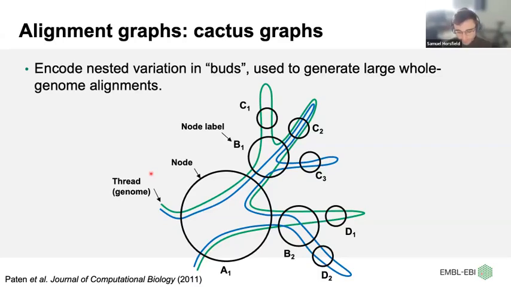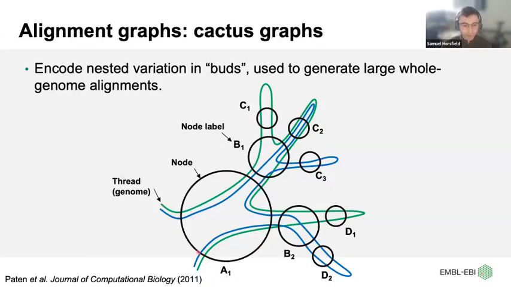And if you remember a few slides ago when I mentioned these really impressive alignment graphs that can be built from whole genome alignments of apes, this was the tool that was used to do this. And just to walk through how cactus graphs work and represent variation. Each thread, so this green and blue line running through this graph, represents a genome, and each node represents a hierarchical variant, a large or small variant.